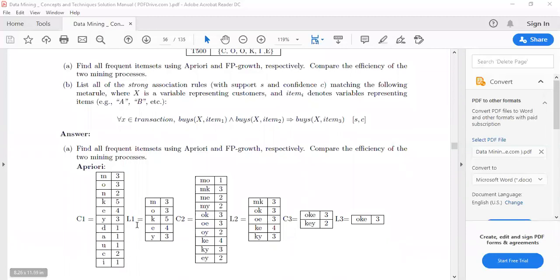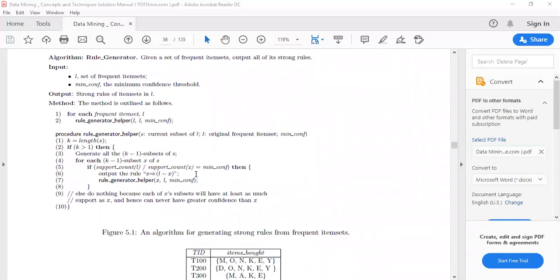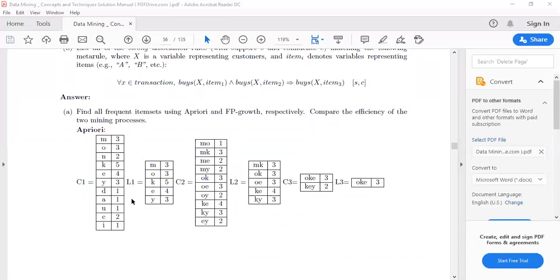Now from this, we have to generate the list. Now, what is the minimum support count? It has been given as 3. Let us take the minimum support count as 3. So while generating the count, we are not taking the values 1 and 2. L1 takes only the alphabets whose count is equal to 3 or more than 3. So we take M, O, K, E, Y. Only these alphabets are matching.